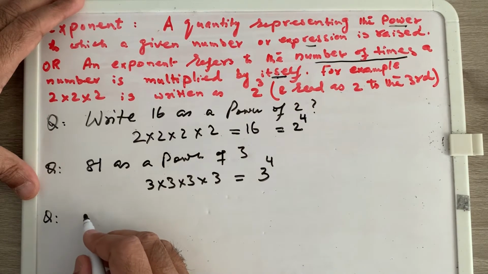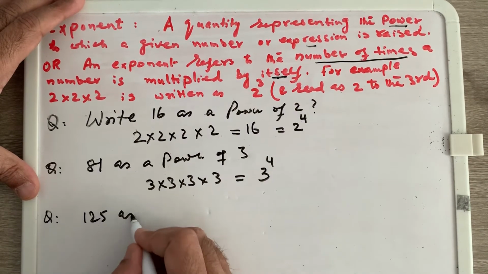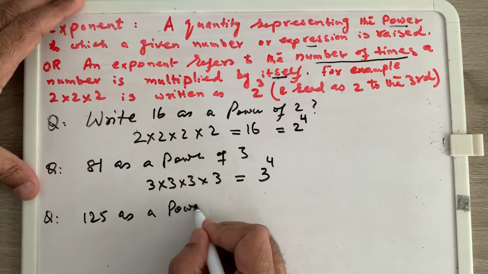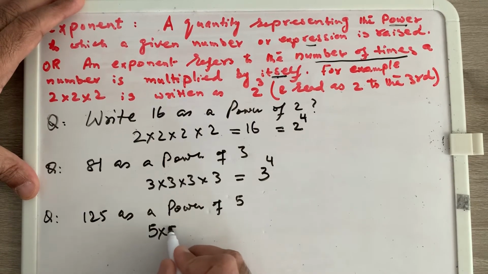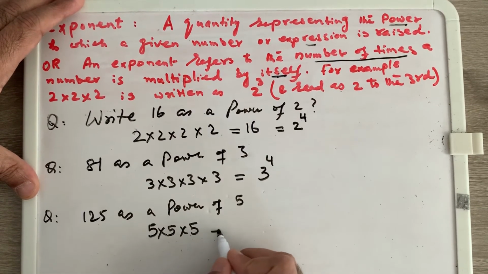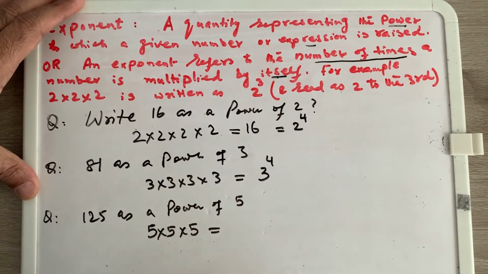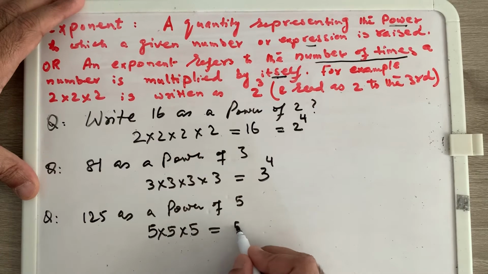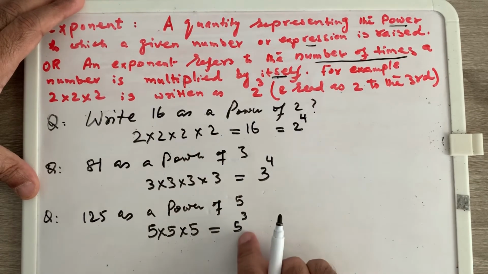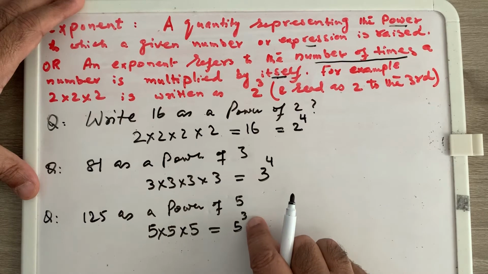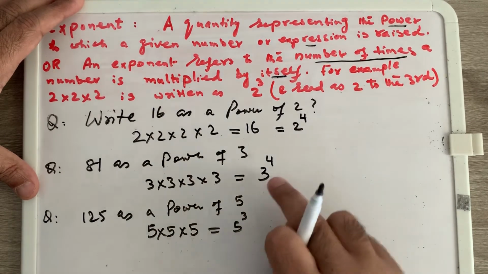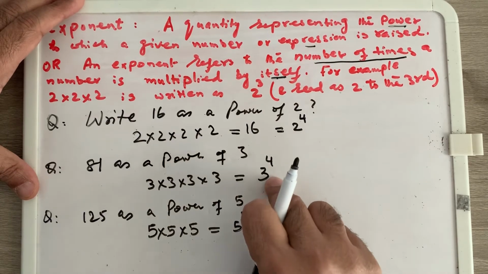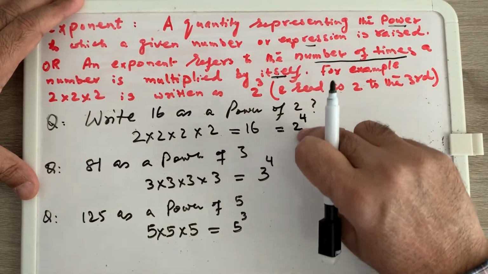We can express any number. Take 125 as a power of 5. We have to see again: 5 times 5 is 25, times 5 is 125. How many times did we multiply 5 by itself? 1, 2, 3. So 3 becomes the power of 5, which is 5 exponent 3 or 5 cube. That says 5 is being multiplied by itself 3 times, 3 is being multiplied by itself 4 times, and 2 is multiplied by itself 4 times.